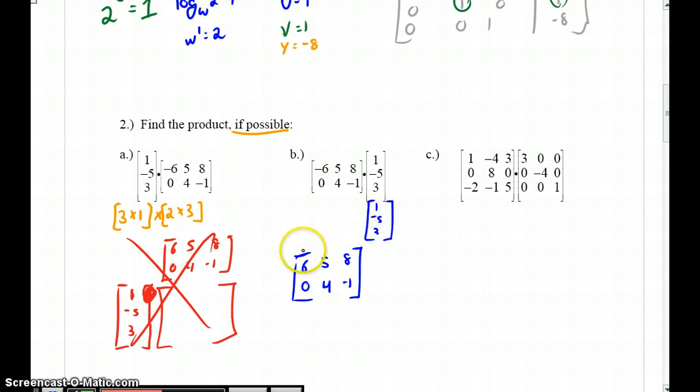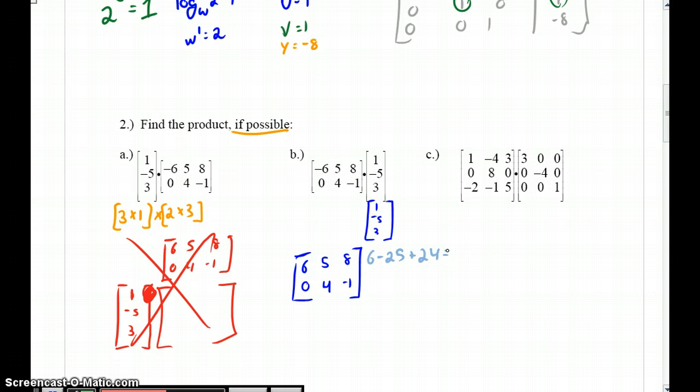You can see that this one does work out because the 6 multiplies with the 1, the 5 with the negative 5, and the 8 with the 3 to get us what goes in here. Same thing with the bottom row. The 0 with the 1, the 4 with the negative 5, the negative 1 with the 3 to get us what goes in there. So let's work through these. 6 times 1 is 6. 5 times negative 5 is negative 25. 8 times 3 is 24.